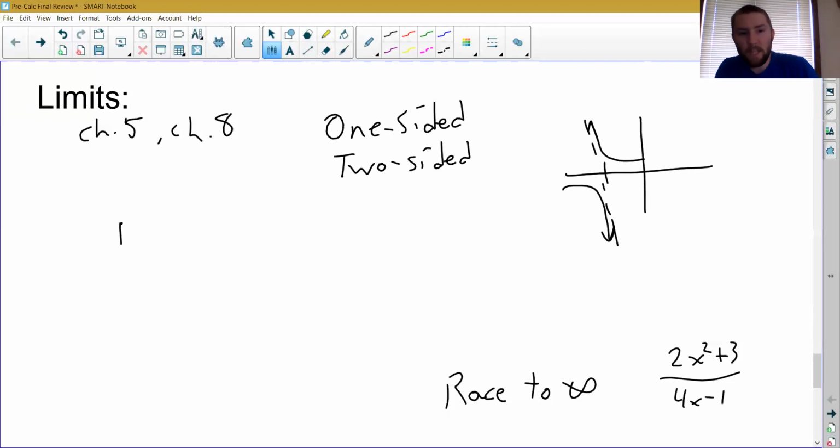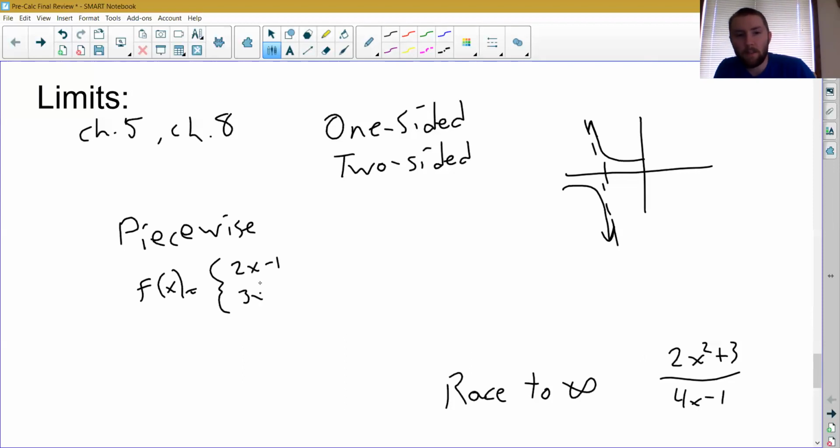We did a lot with piecewise functions as well, not only in chapter 5 with limits, but also earlier in the course, we talked about piecewise functions. Remember those, where f of x is equal to 2x minus 1 and 3x squared, right? When x is less than or equal to 2, and x is just greater than 2. So we could check and see, right, if this function is continuous.